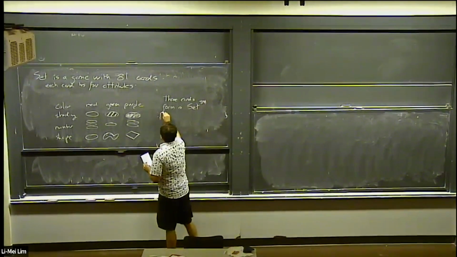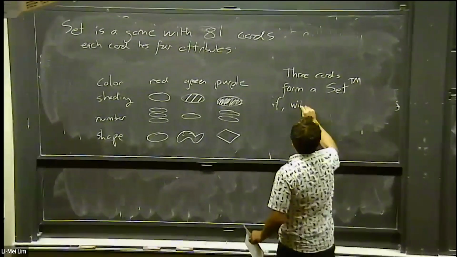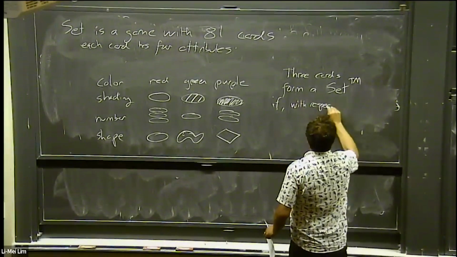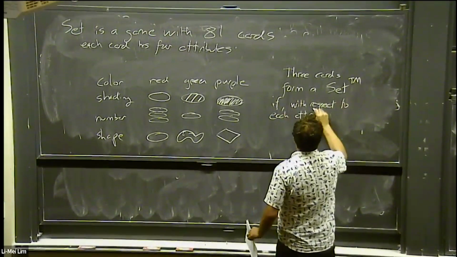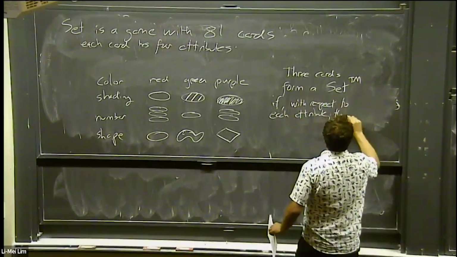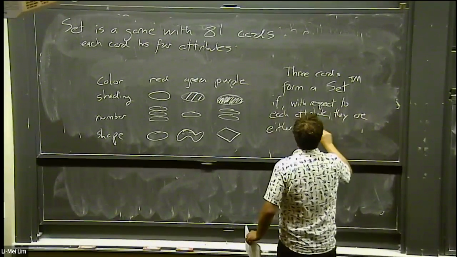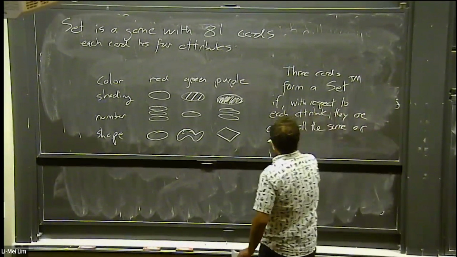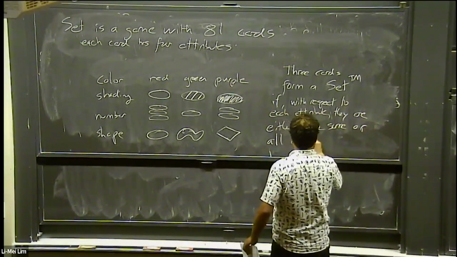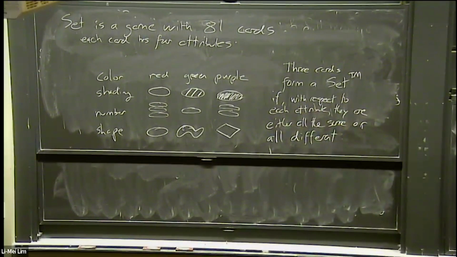If, and now this is a bit of a mouthful, with respect to each attribute, they are either all the same or all different. And not, in other words, you're not allowed to have two of one and one of the other.